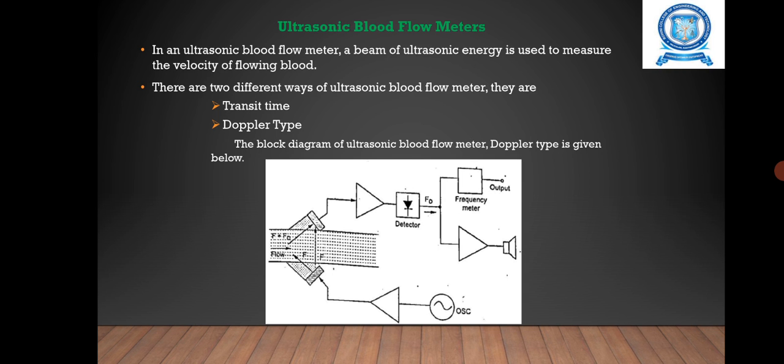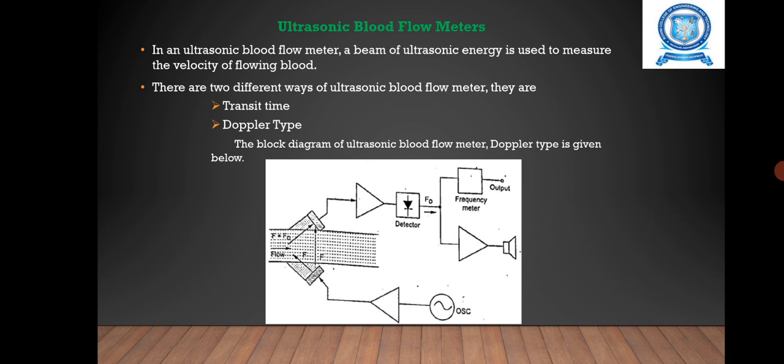Next one is the ultrasonic blood flow meter. A beam of ultrasonic energy is used to measure the velocity of flowing blood. There are two types of ultrasonic blood flow meter. The first one is the transit time type. Using this, a pulsed beam is directed through a blood vessel at a shallow angle and the transit time is then measured. The next one is the Doppler type.